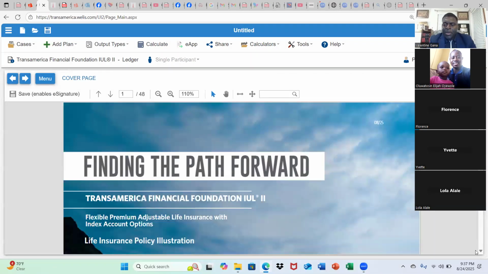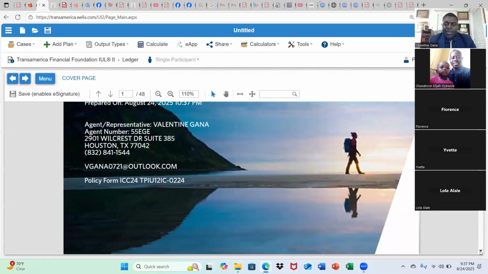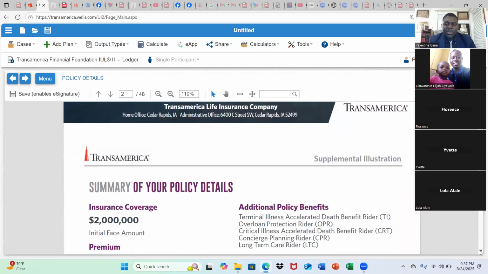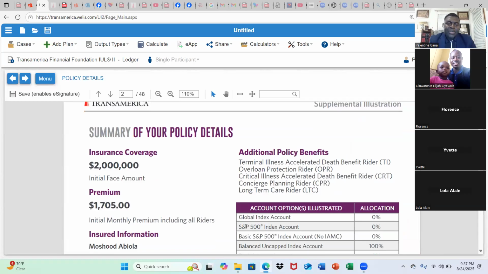We're very sure that Abiola will not have any problem paying this premium for a $2 million policy. 1,705 is how much it's going to cost. Like I say, I see this purely as an investment. People don't like to see it as an investment, but to me, it's an investment. So one of the best savings accounts you can have, $2 million policy.